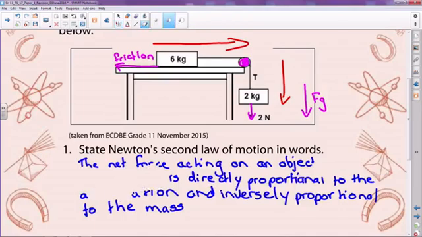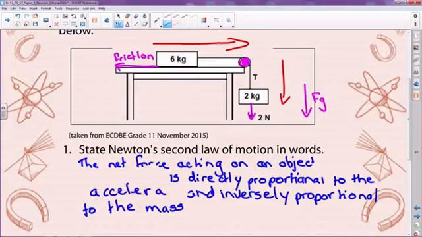I see you make a mess when you try to take things out afterwards. So this is directly proportional to the acceleration and inversely proportional to the mass. That's what it is in words. How do we know it in symbol form? This is how we know it. F equals ma, and remember it's F net equals ma. Okay, good. Next part.